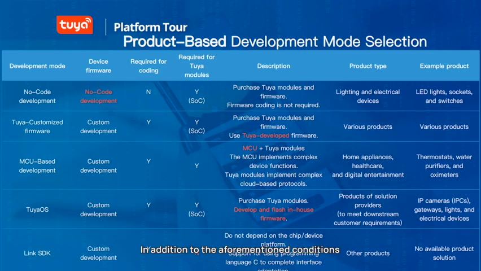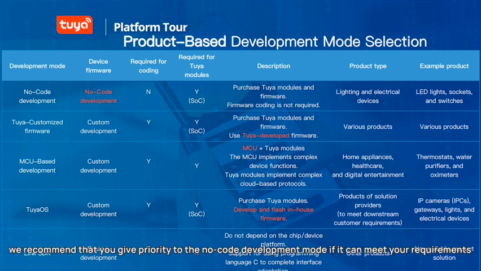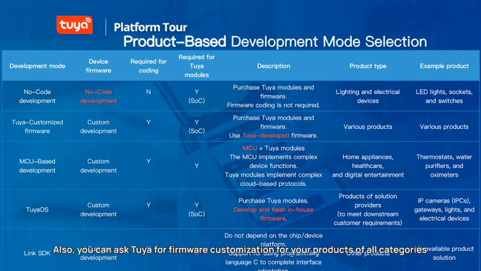In addition to the aforementioned conditions, you can also select the development mode based on your products. To develop general lighting or electrical devices, we recommend that you give priority to the no-code development mode if it can meet your requirements. Also, you can ask Tuya for firmware customization for your products of all categories.